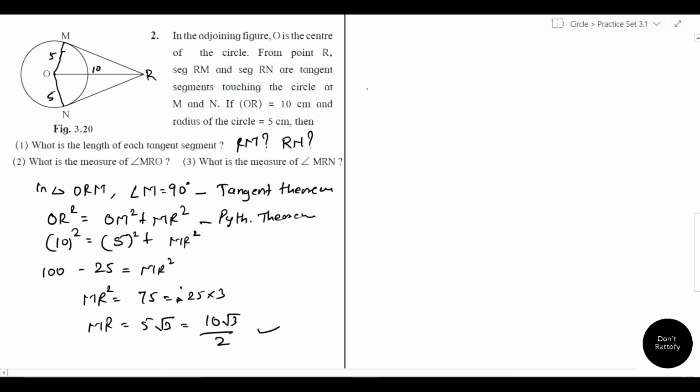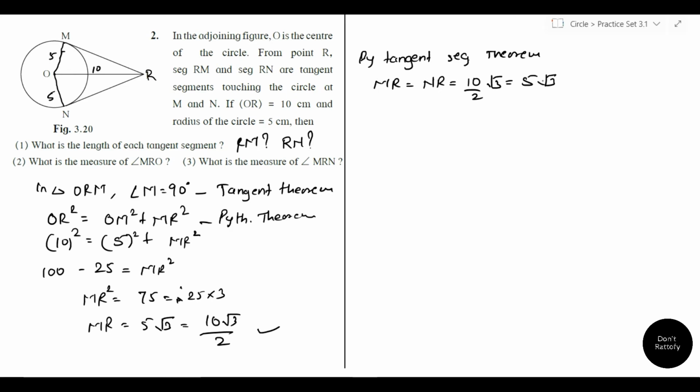Now remember, by tangent segment theorem, the tangents drawn from an external point to the same circle are congruent, right? So can I say that MR is equal to NR or RN is equal to 10 root 3 upon 2 or 5 root 3? This is what the first one is. So for the first one, the answer we got is 5 root 3 or 10 root 3 upon 2. Okay. Now we'll solve the next.